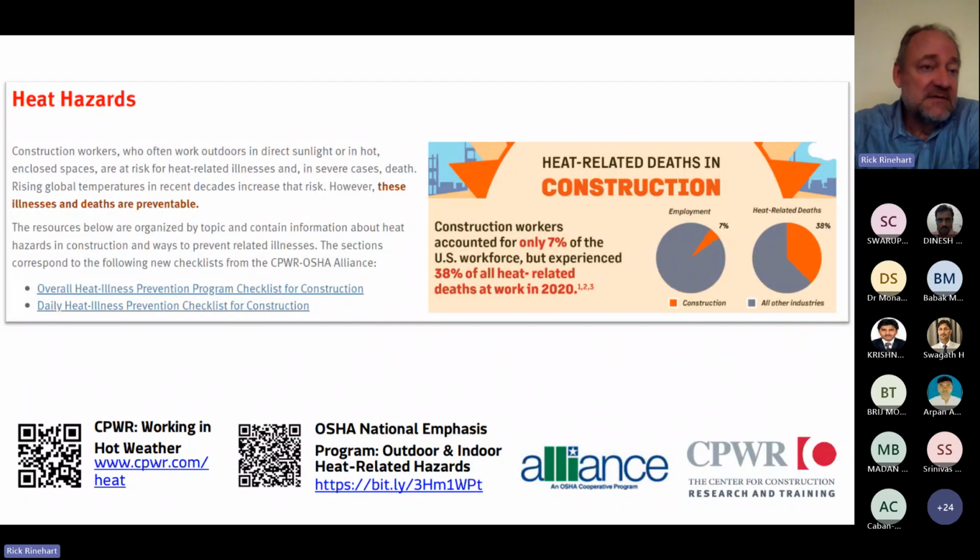We have a heat hazards topic page. Obviously it's a big issue in construction, and we talked about it during this webinar quite a bit. The box on the right shows that in the US, while construction represents about 7% of the workforce, it experienced almost 40% of the heat-related deaths in 2020. This work that we've done on heat hazards is through an alliance or partnership program with the Occupational Safety and Health Administration, or OSHA, in the United States. And we've produced various practical things like heat illness checklists, very simple daily checklists that could be used. And I put the QR codes here for our topic page and also the OSHA webpage.